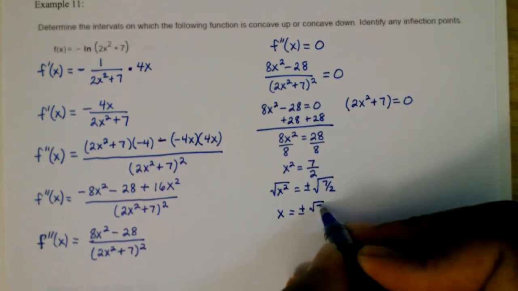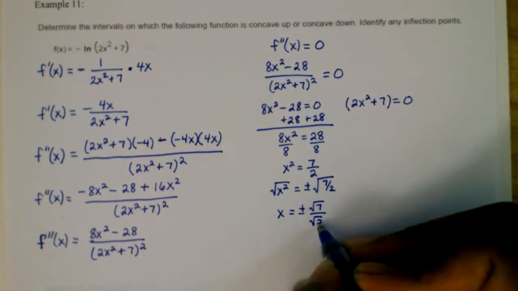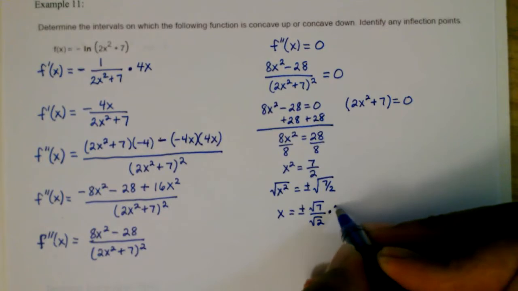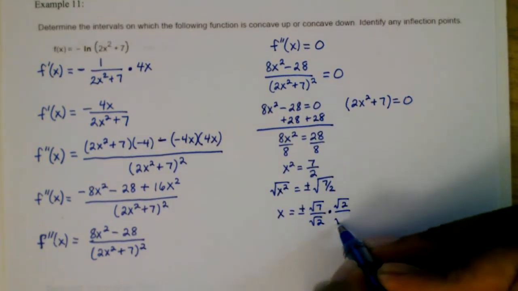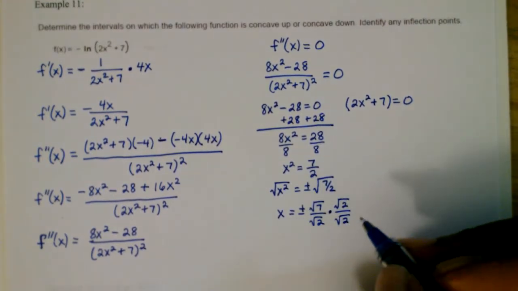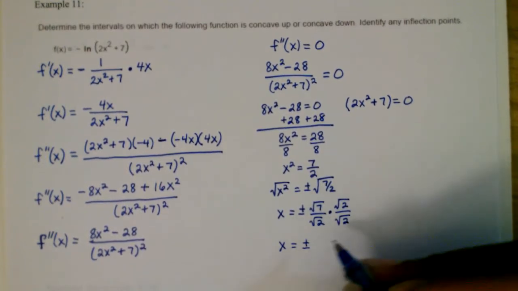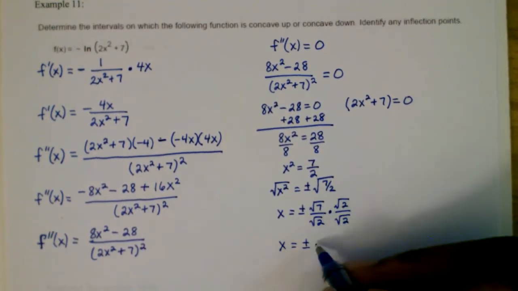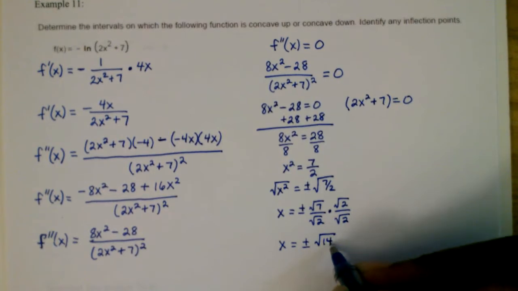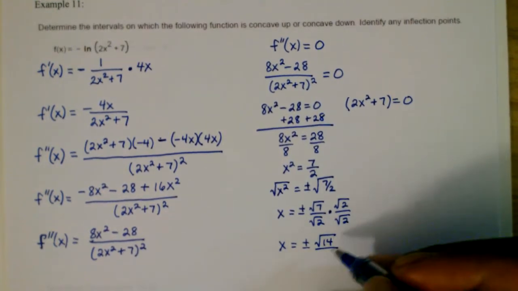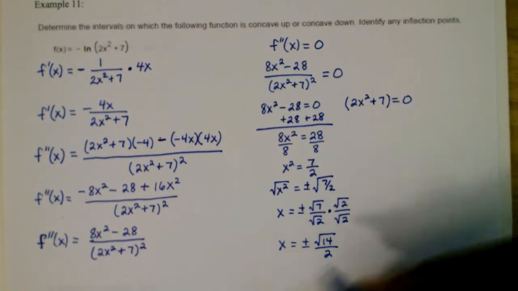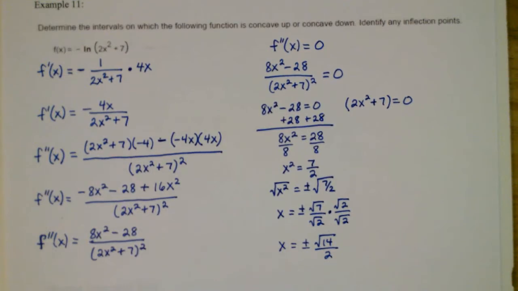I'm going to break that up as the square root of 7 over the square root of 2, and then rationalize the denominator by multiplying the numerator and the denominator by the square root of 2. So that means x is equal to plus or minus the square root of 7 times the square root of 2, which is the square root of 14, divided by the square root of 2 times itself. It wipes out the radical. So I have a 2 in the denominator. So x then will be equal to plus or minus the square root of 14 over 2.